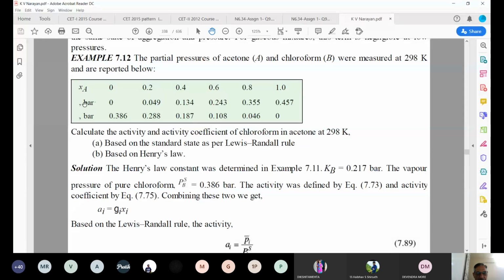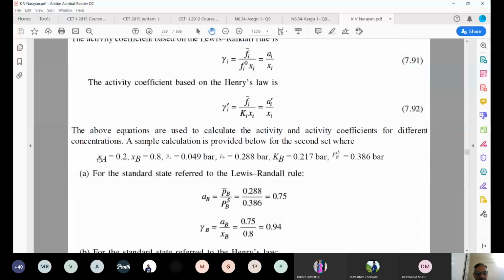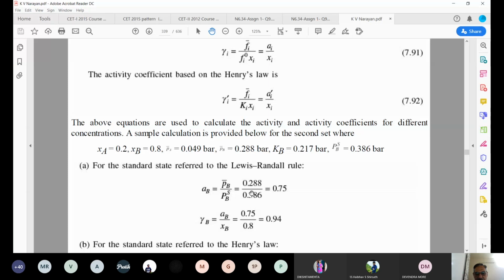x equal to 0.2, PA bar is equal to 0.049, PB bar is 0.288. राइट, वही लिखा है यहाँ पर. x equal to 0.2, xB equal to 0.8, PA bar 0.049, PB bar 0.288, KB हमने पहले कैलकुलेट किया था, and PBS भी पहले देखा था हमने. तो सिंपल सब्स्टिट्यूशन है यहाँ पर. PB bar का वैल्यू डाला है, PBS का वैल्यू डाला है, get activity, and divide by XB. XB से डिवाइड करना है हमारे को यहाँ पर. XB is 0.8 because you're finding it for chloroform. XB is 0.8, तो एक्टिविटी कोएफिशिएंट 0.94 आया.